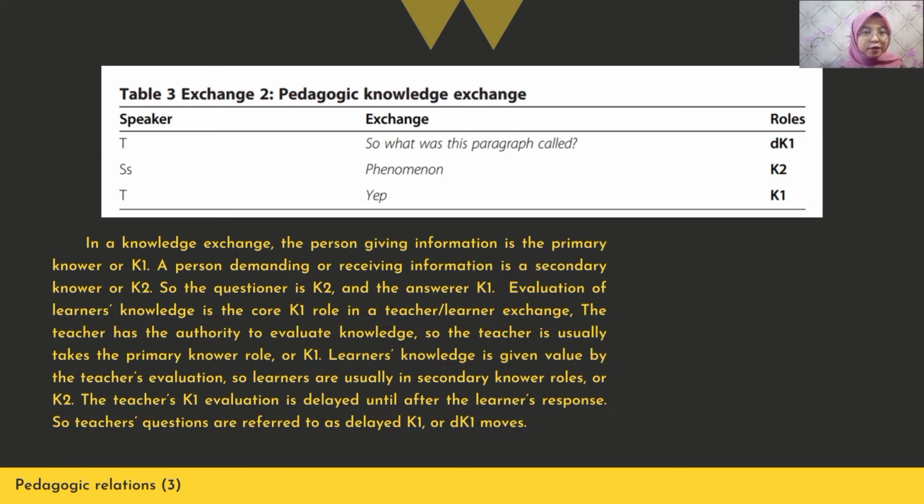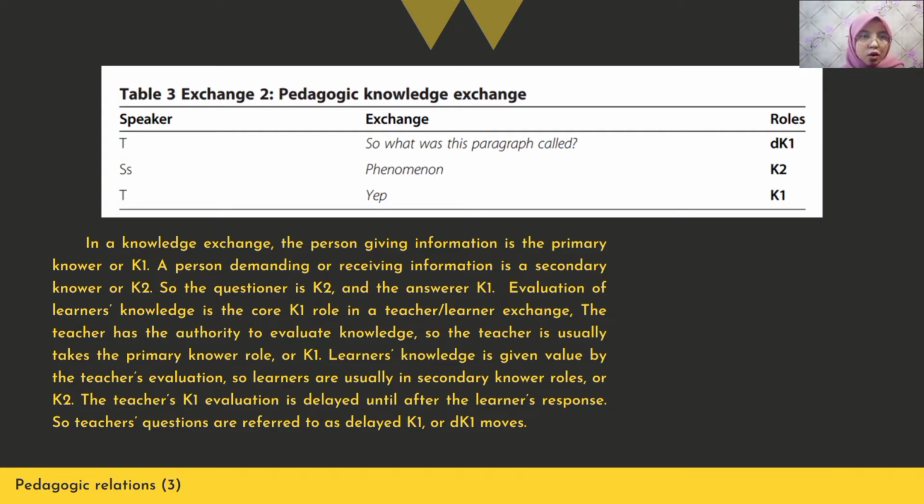Well, thanks to the previous presenters, now I will continue the material about pedagogic relations. So, in the exchange of knowledge, the person who provides the information is the one who knows, the primary knower or K1. Meanwhile, a person who demands or receives information is a person who knows or K2. So, the questioner is K2 and the answerer is K1. Evaluation of students' knowledge is the core role of K1 in teacher or student exchanges.